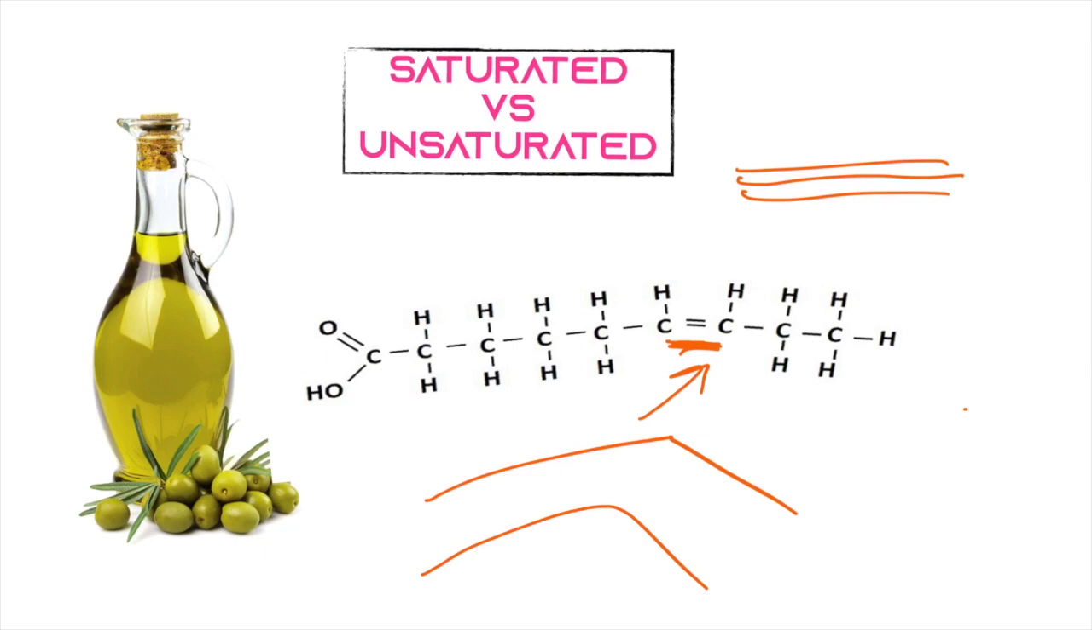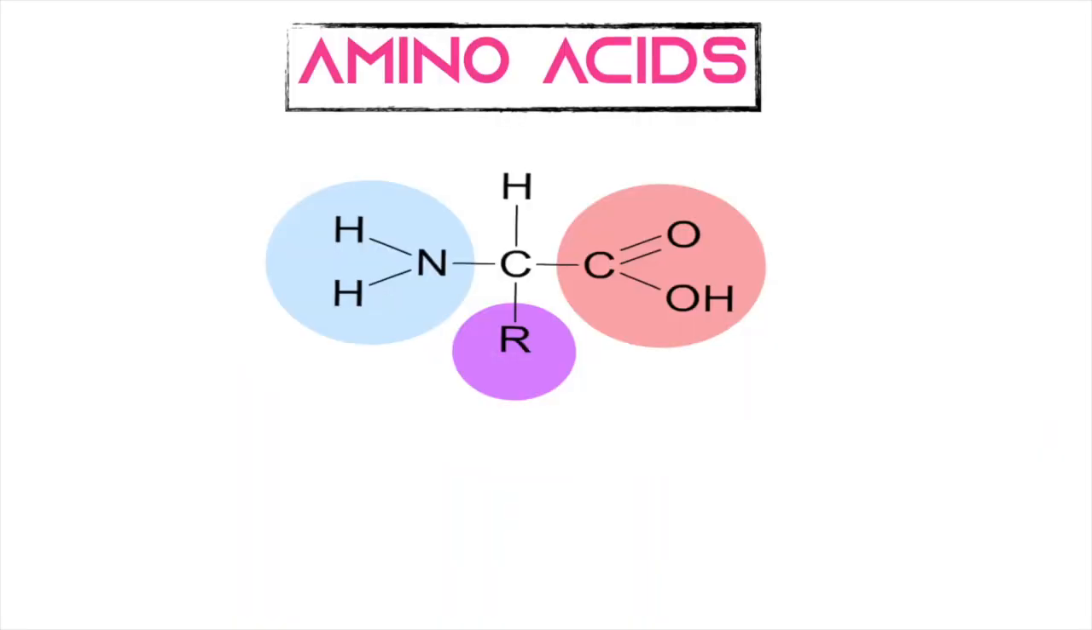Here, every time you have a double bond, you end up having a kink or a bend in the shape, and that results in distance between the fatty acids. So the van der Waals forces of attraction here are going to be weaker, and that results in a lower melting point of unsaturated fatty acids. So this is why unsaturated fatty acids like olive oil are liquid, while saturated fatty acids are usually solid, like butter. We will now move to study amino acids.